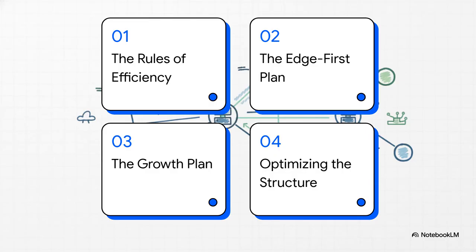So here's our game plan for today. First, we're going to lay down the basic rules of efficiency. Then, we'll look at two different blueprints for getting the job done. One we'll call the edge-first plan, and the other the growth plan. And finally, we'll see how engineers decide which tool is right for the job.